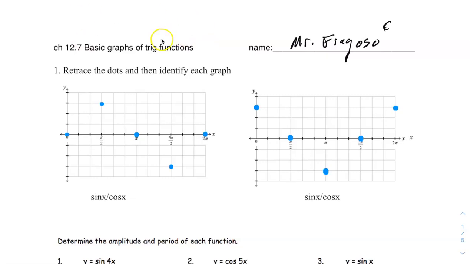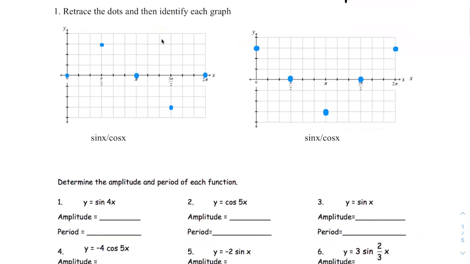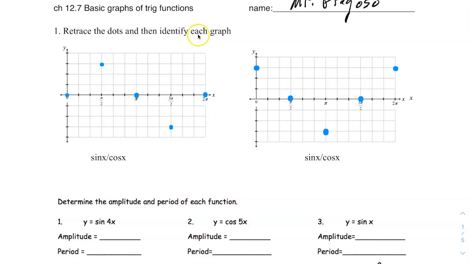Go over this 12.7 worksheet. So the first part here, it wants us to graph a basic sine cosine function. So just kind of know how basic kind of flows. So this right here starts at the center. That's a sine graph. And all you want to do is kind of follow the point.